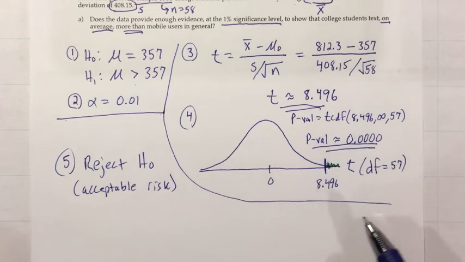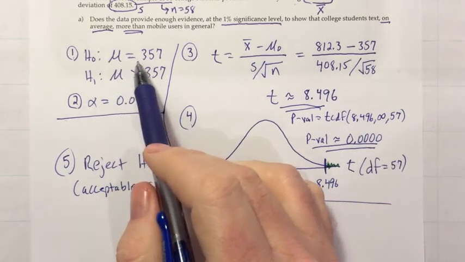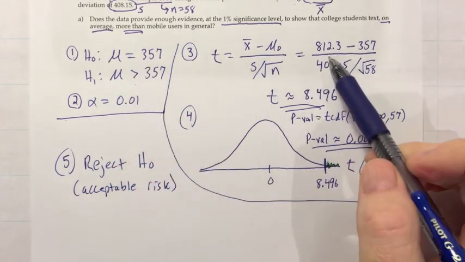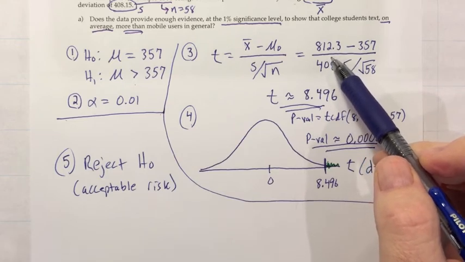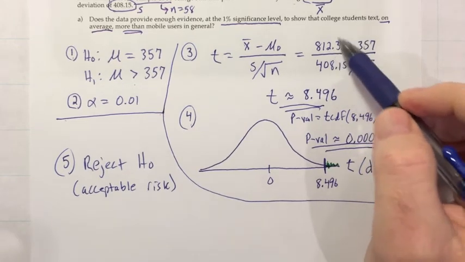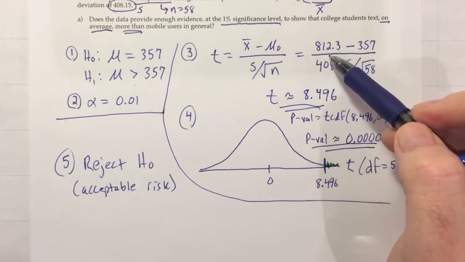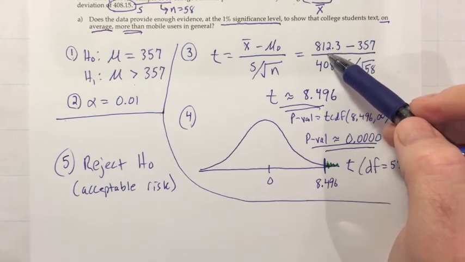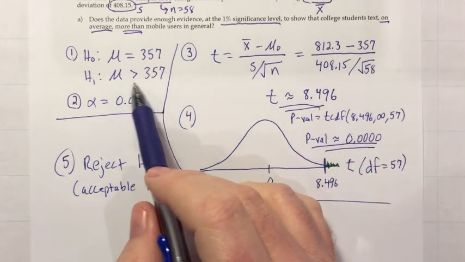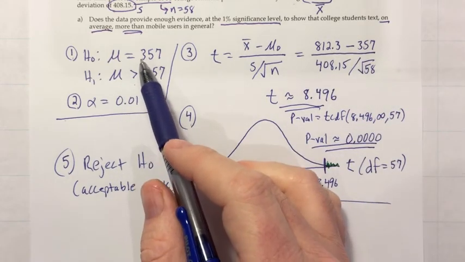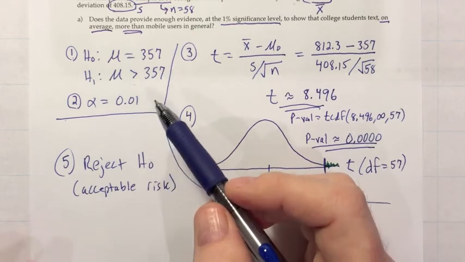What we're saying is there's almost no chance that if H0 is true, that you would have got a sample value like 812.3 just due to random variation. But we did get this value of 812.3. We don't think it could have been because of random variation, so what we think is the reason we're getting that is because the real mean is actually bigger than 357, so we're rejecting H0 in favor of H1.